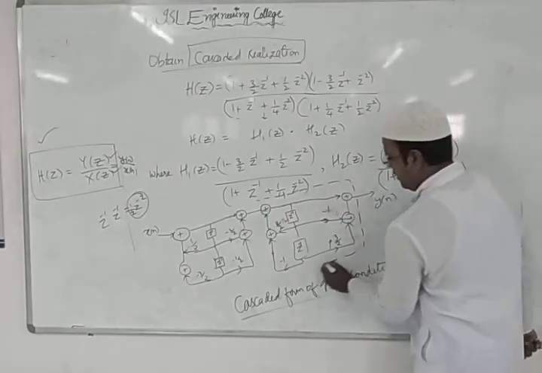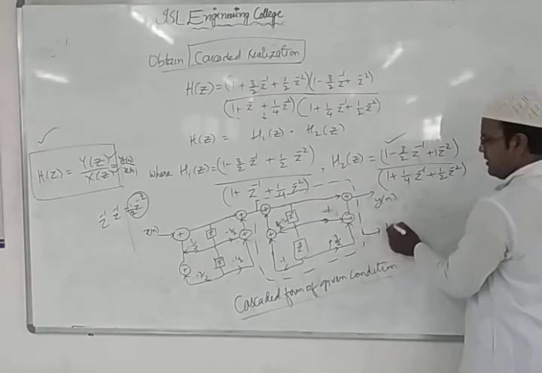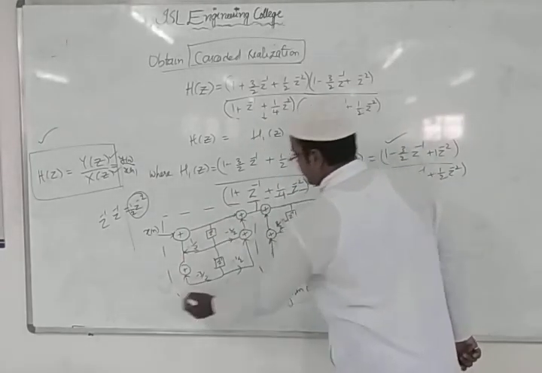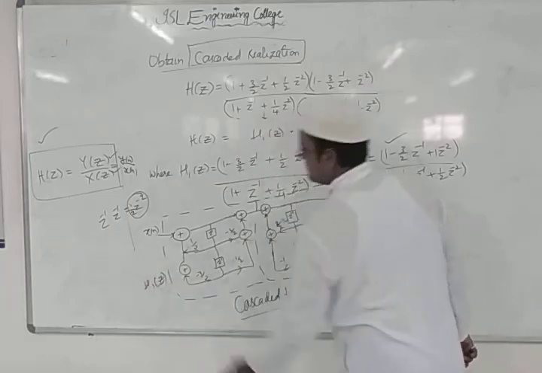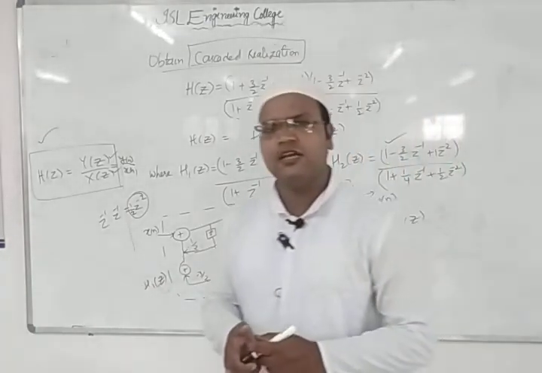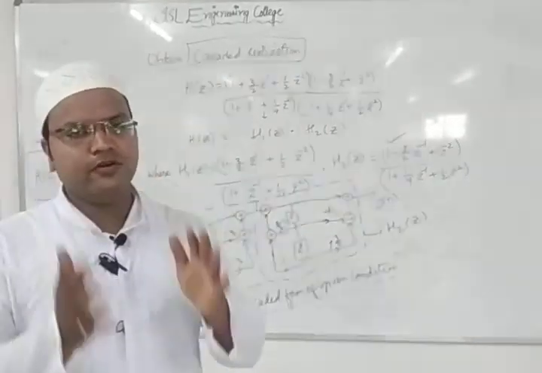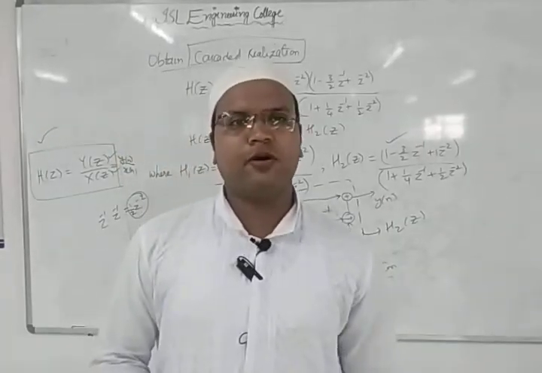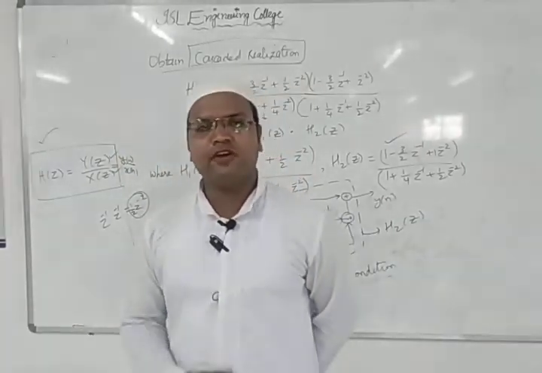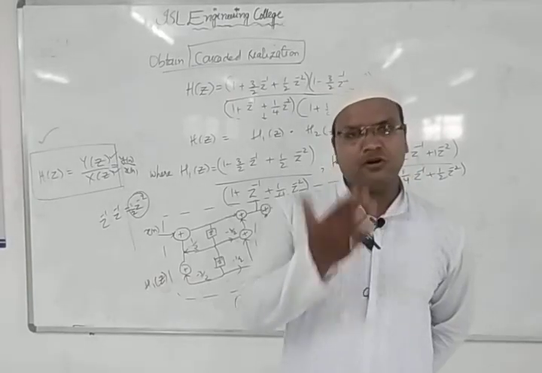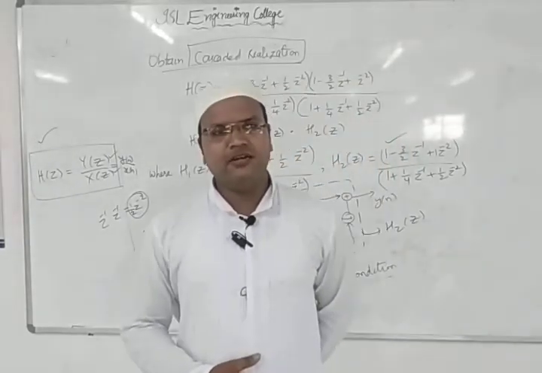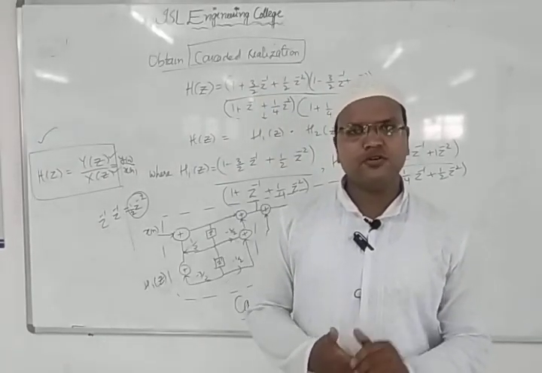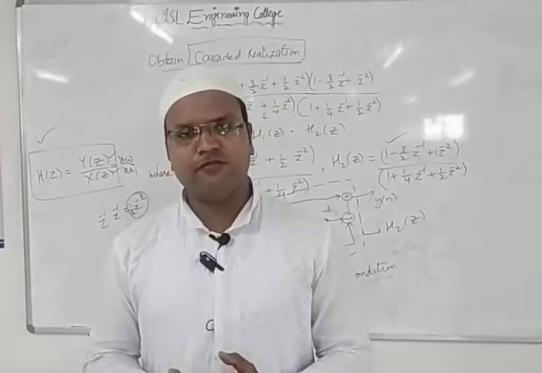This is nothing but h2 of z, right? What about this part? This is your first factor. This is nothing but h1 of z. So by looking into h1 of z and h2 of z, you converted the given condition into cascaded form. So in the next class, we are going to deal with the problem of FIR filtering. We are going to solve some problems based upon that, and we are going to start that particular part in the next class.